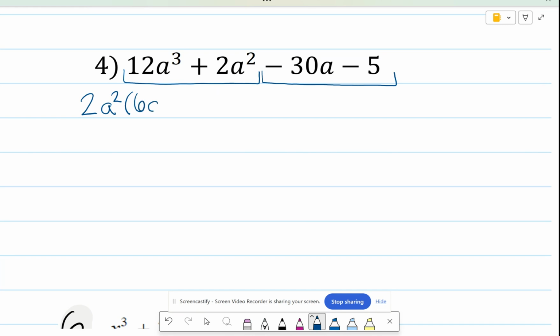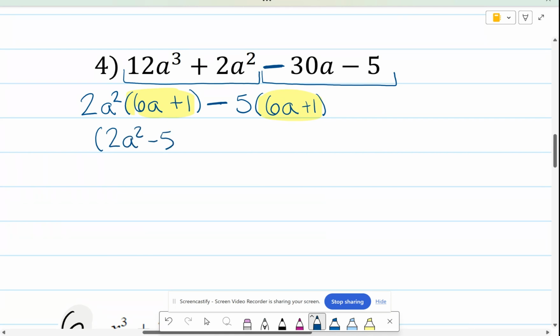2a squared times 6a will give me 12a cubed. 2a squared times just 1 will give me 2a squared. Remember, the sign that's here is going to get brought down, so we're going to be pulling out a negative, and their GCF is 5. So now I have to ask myself, negative 5 times what will give me the negative 30a, which is 6a, and negative 5 times what will give me my negative 5, also is going to be a positive 1. And these match. The order that you write your binomials in does not matter. I know for the first couple I put the common binomial first, but it can always switch.